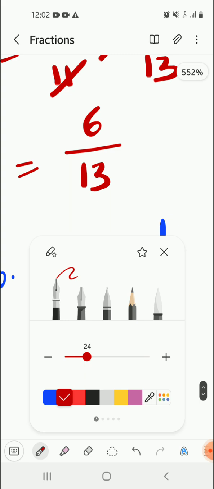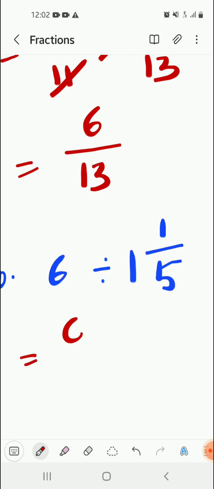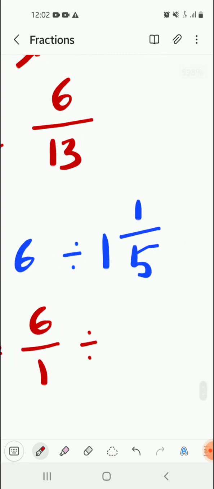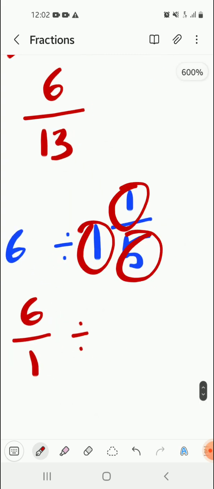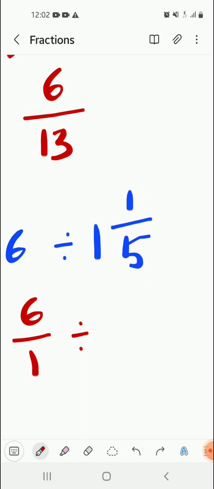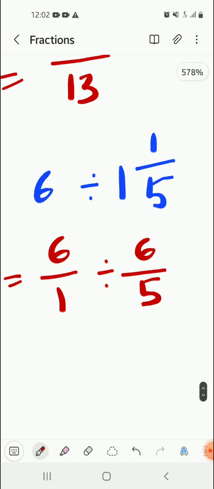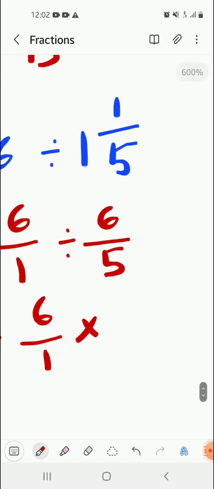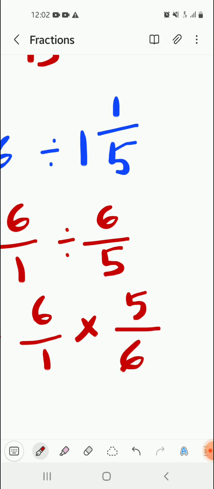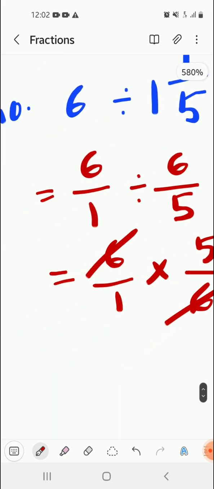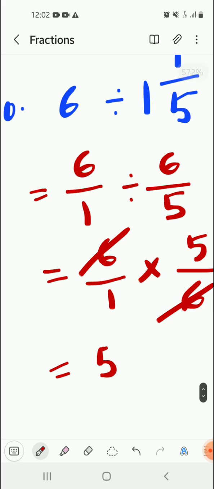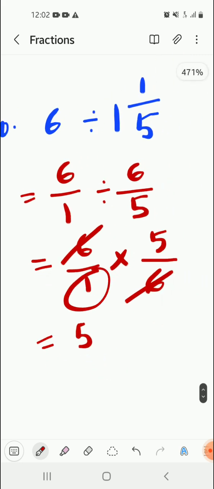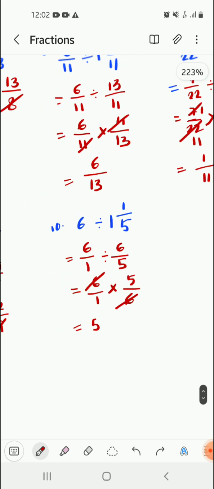Over here, 6 means 6 by 1 divided by 1 into 5, 5 plus 1, 6. So this is 6 by 5. In the next step, 6 by 1, division becomes multiplication, and 6 by 5 use its reciprocal, 5 by 6. 6 and 6 get cancelled. So we are left with only 5 in the numerator. In the denominator we are left with 1, so we may not write it. Doesn't make any difference. This is it.